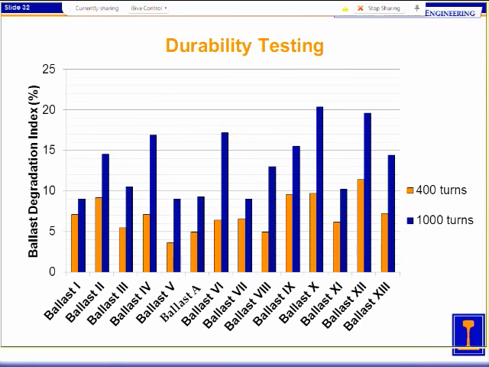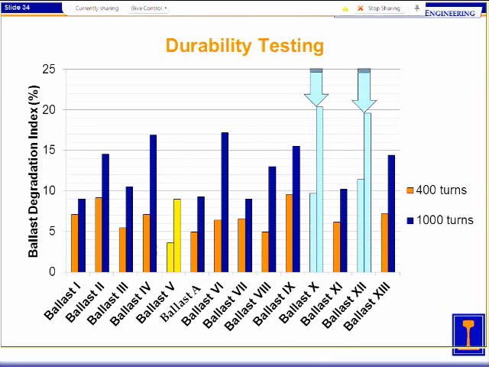A little bit of variation there for both 400 and 1,000, or a decent amount, actually. Highest here, ballast 5, was the most durable aggregate overall across both 400 and 1,000 turns. Weakest was pretty much a tie between ballast 10 and ballast 12. One of them had the lowest durability at 400, and the other one was lowest at 1,000. So they about averaged out, and they're both about the weakest there.